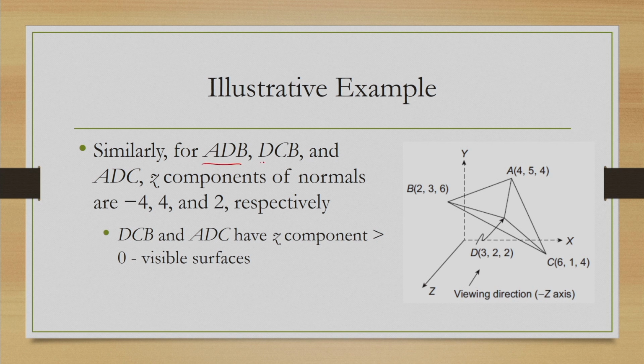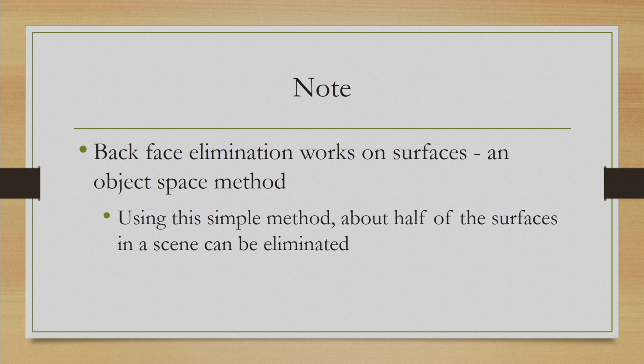For ADB, DCB and ADC, the z components of normals are minus 4, 4 and 2 respectively. So, we can see that for DCB and ADC, the z component is greater than 0. So, these are visible surfaces. But for ADB, it is less than 0 again. So, it is not a visible surface. So, that is the simple way of doing it.